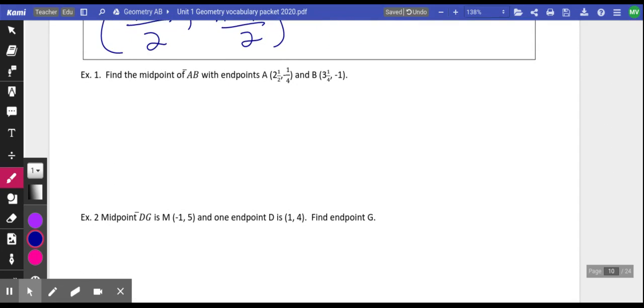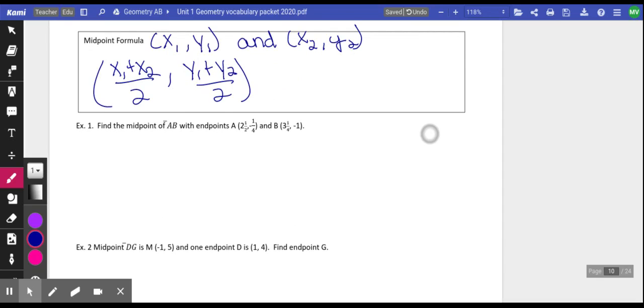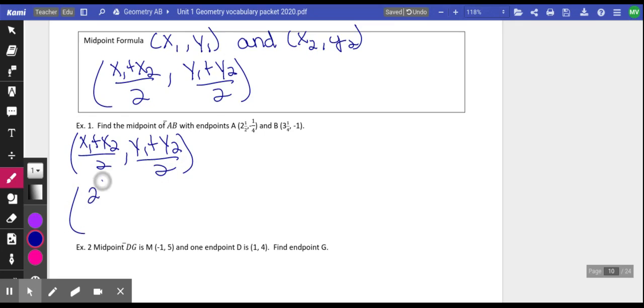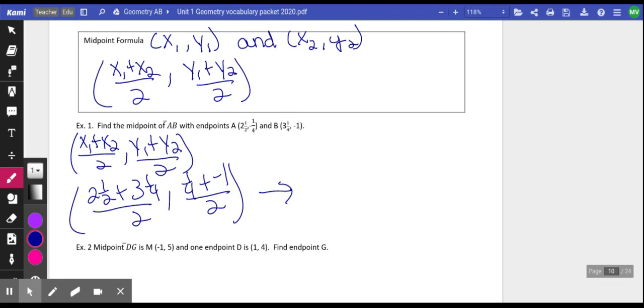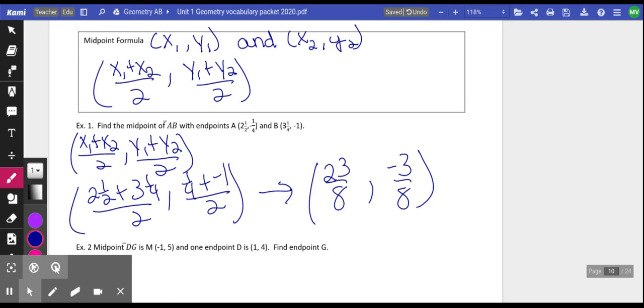So now, example 1, I'm going to use that formula. It's always a good idea, and I require it, that you write the formula before you use it. So I'm going to do 2.5 plus 3.25 over 2, comma 1.25 plus -1 over 2. And you can use your calculator for that. So I just used my calculator, and the midpoint there is 23/8, -3/8.